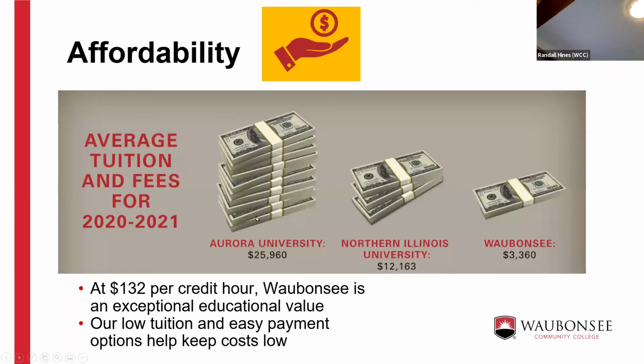So when you think about community college, why do people come to the community college? Mainly because the cost. So we're sitting there at $132 per credit hour, which is a really exceptional value. It's low tuition and easy payments. You can compare that against the universities up there of what it costs per year. And if you follow any of the news, potentially in the future, depending on what our government does, they're talking about making community college free. So the value is really exceptional.